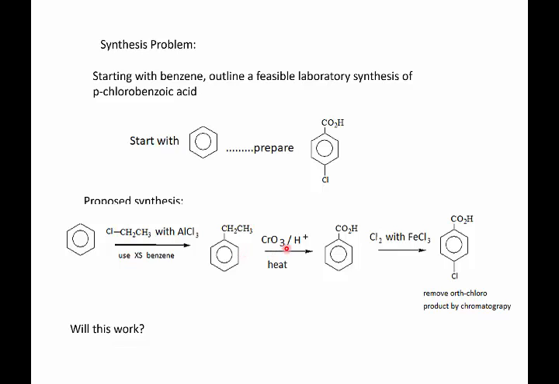We then oxidize the side chain to the carboxyl group. That's the reaction that we've seen very recently. Then we do a ring chlorination with chlorine and ferric chloride, and we're getting our para-chloro product. If there's any ortho, we could remove that by chromatography. This is not saying this is the answer, but it's a proposed solution.